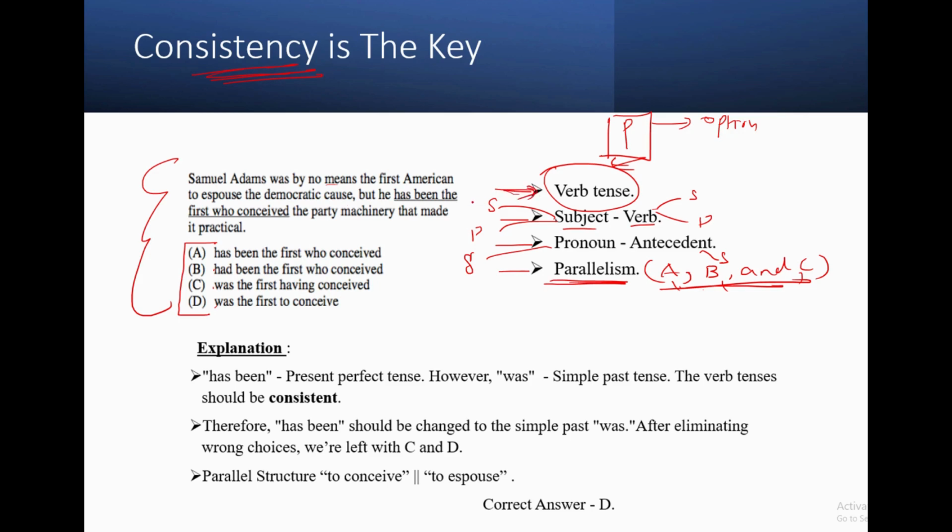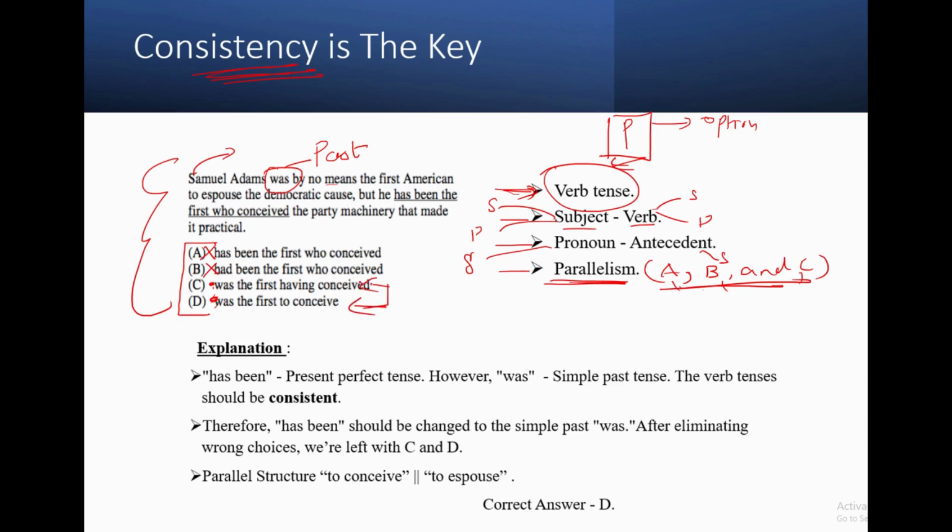Okay. Now the first thing we need to do is choose the verb that's already mentioned in the passage. So let's see what tense the passage is already maintaining. Samuel Adams was by no means, so this is a simple past tense, the first American to espouse the democratic cause. Okay, so I know the verb is in the past tense, so my option will also be in the past tense because it has to be consistent. So which verb is in the past tense? Definitely it's not had been. So you have options C and D, was. So we have shortlisted option C or option D.